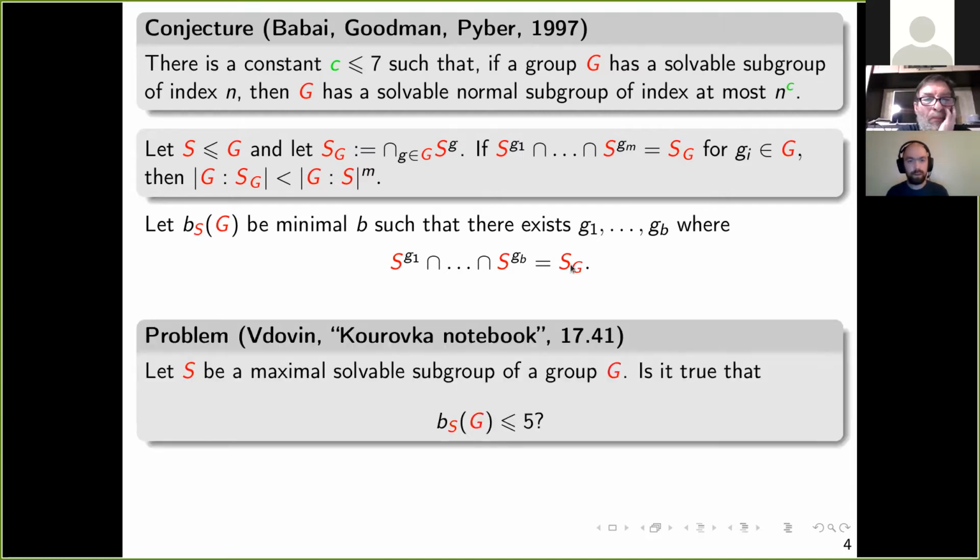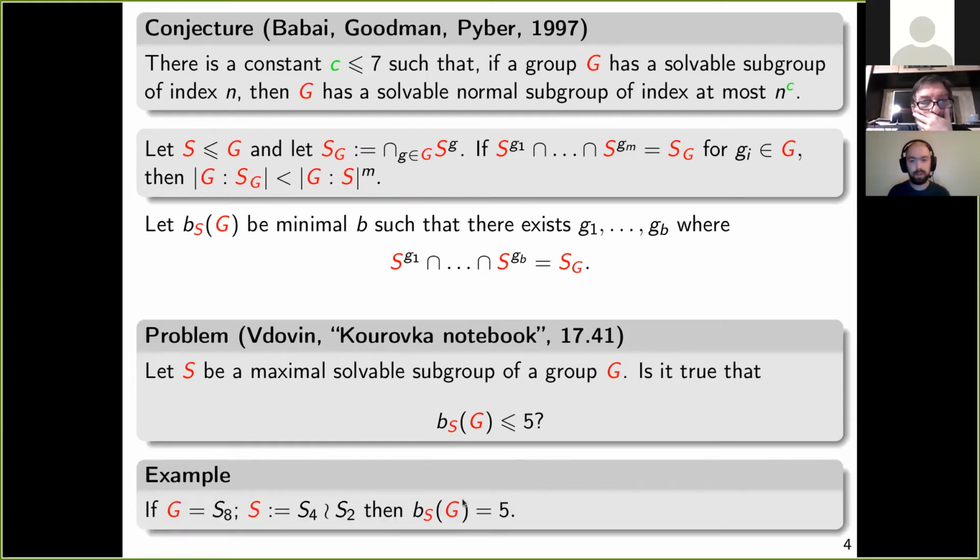And Vdovin in the Kourovka Notebook asked the following question. If S is a maximal solvable subgroup of G, is it true that b_S(G) is not greater than 5? If this is true, then it means that we can always find 5 conjugates here, and then C is not greater than 5, and we solve the problem. So 5 here came from the fact that there is an example when it's exactly 5, and no examples when it's more than 5 are known. There are actually infinitely many examples when b_S(G) is exactly 5.